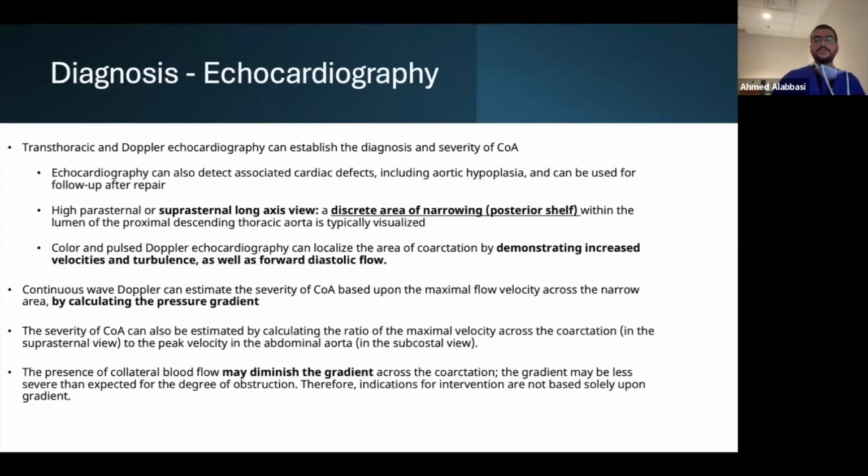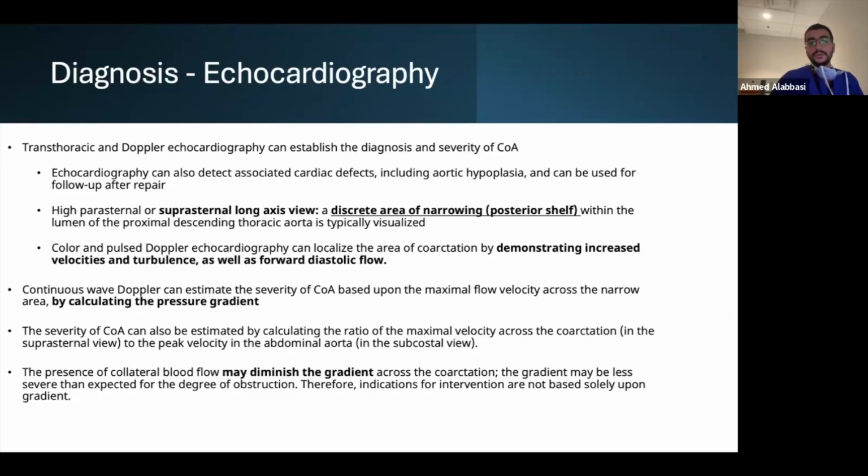Echocardiography is used predominantly, I would say, in the pediatric and adolescent population. We do use it in the adult population as well, but in the adult population, it's recommended to do either CTA or MRA to better characterize this. It can detect any associated cardiac defects. So if there's any associated aortic hypoplasia or any associated cardiac lesions, it could detect that.